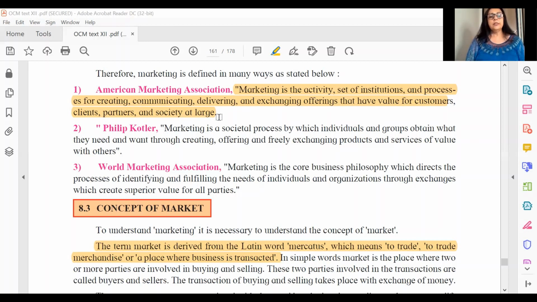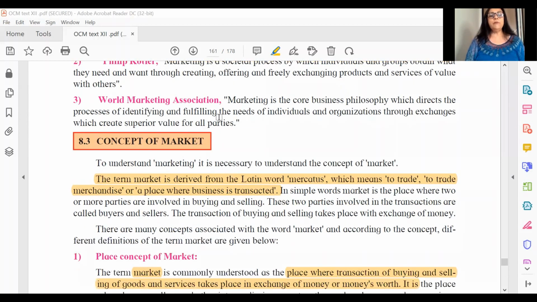You can also just read the other definitions in terms of important keywords which could be asked for objectives. Talking about the concept of market. Okay, so there are two topics, concept of market and types of markets. Please remember, concept of market is included in your syllabus, but the next one, types of market, has been excluded from your syllabus.